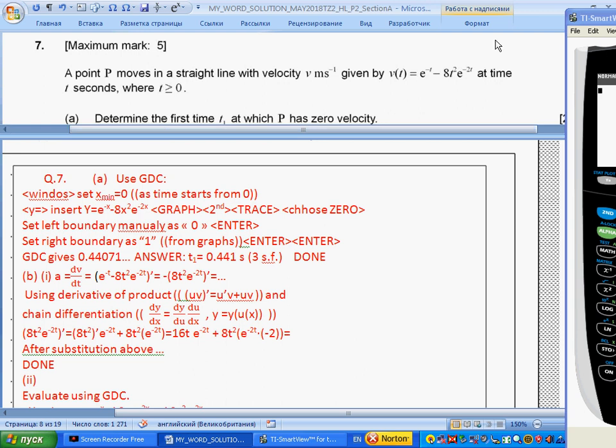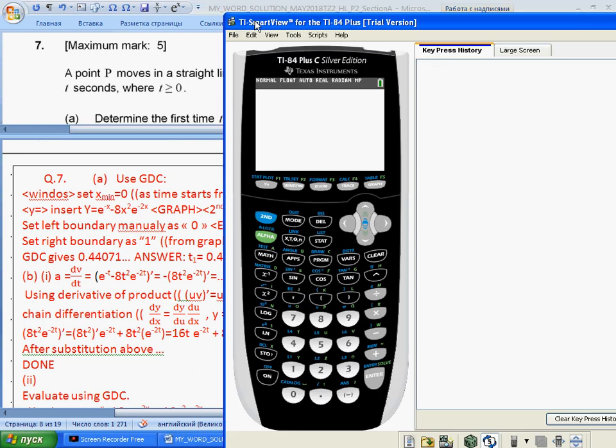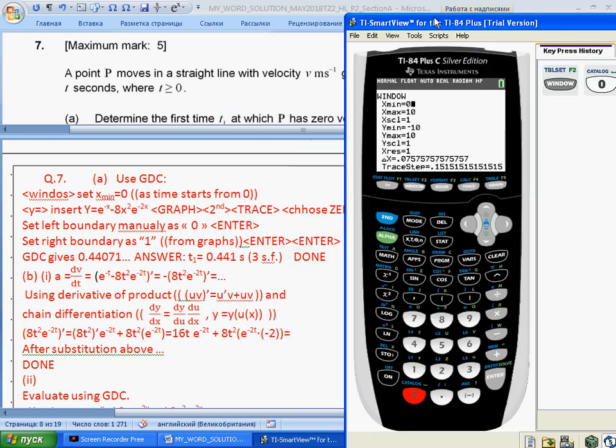Right, so let's do it. First we go to Windows, X minimum we put 0, and we go to, so let's see what we have here written. So we go to Y equals, so this button.